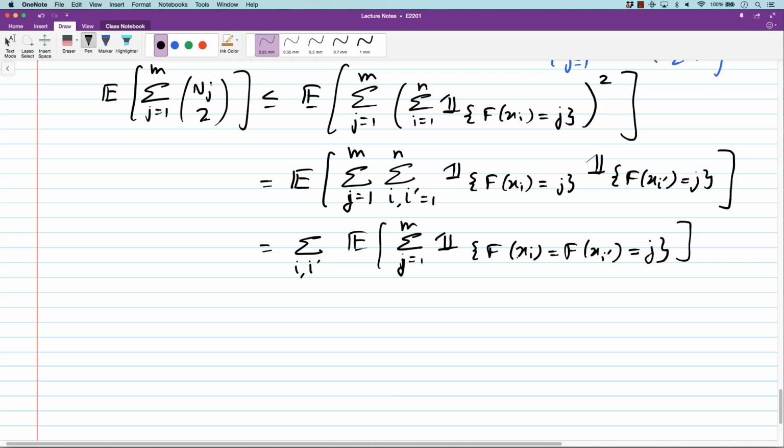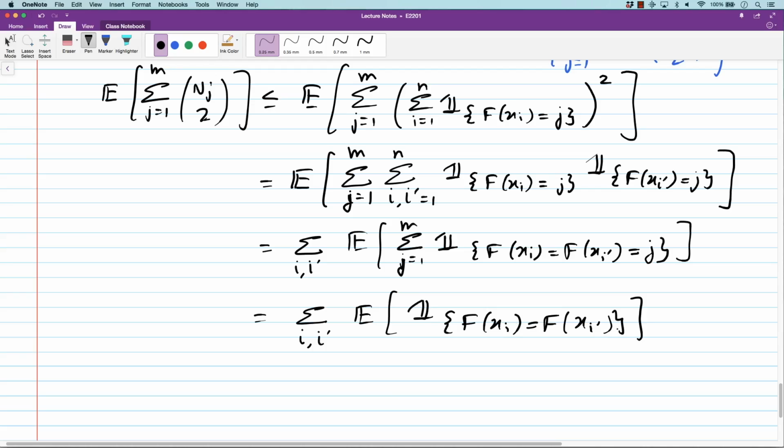This is the same as saying that these 2 points coincide. So this is summation over I, I prime of the expected value of the indicator function. We were asking it to be j, but j can be anything, so this can happen if these two are equal. This sum is exactly equal to this indicator function. So when you take expectation, this becomes summation over I, I prime of the probability that f of x_i equals f of x_i prime.